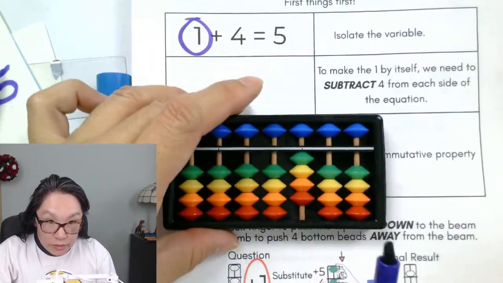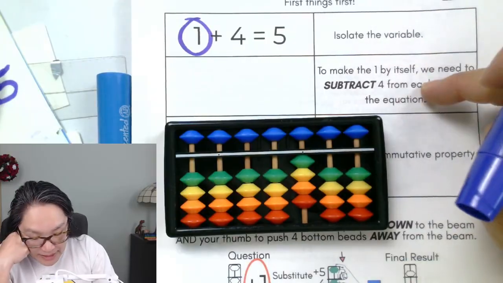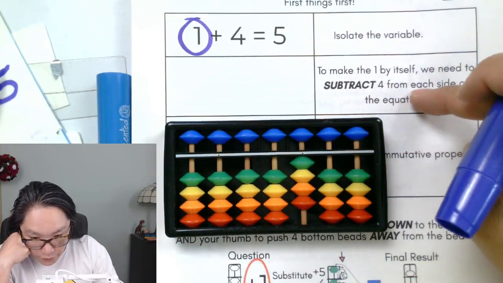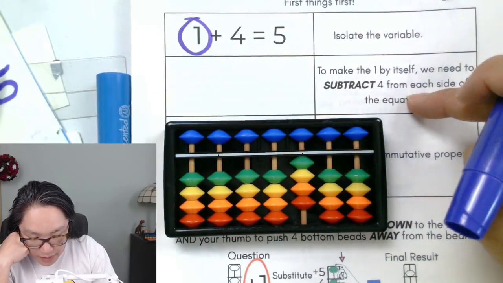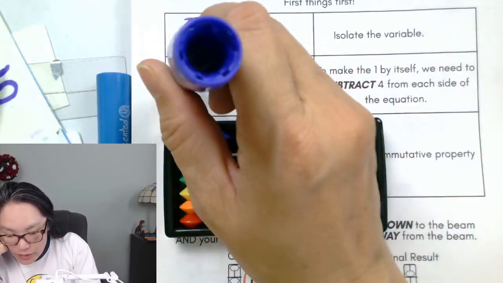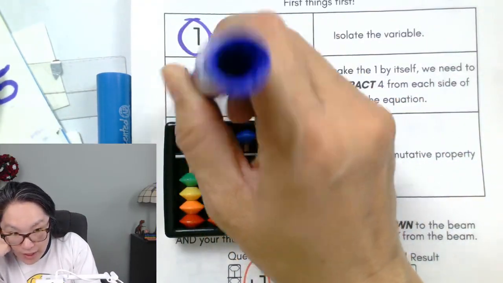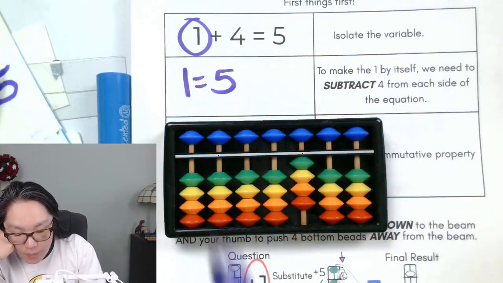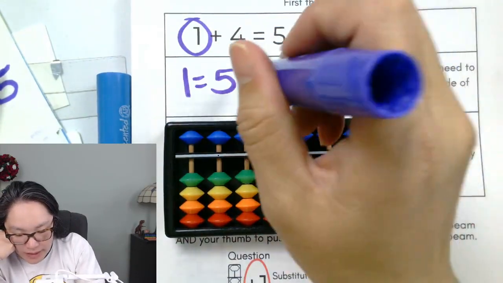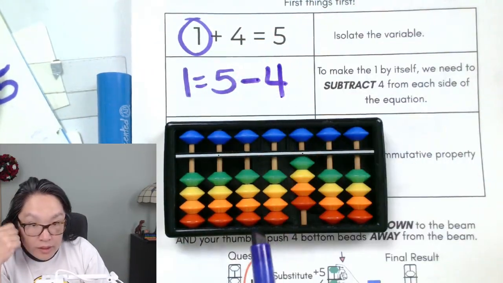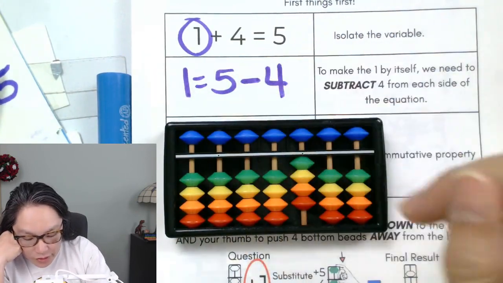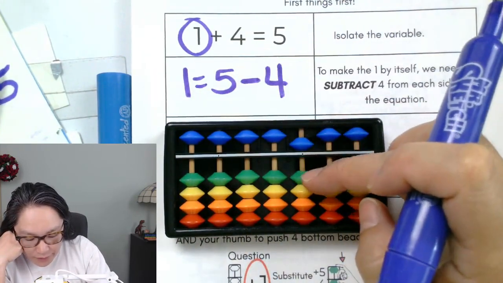To make 1 by itself, we need to subtract 4 from each side of the equation. So we can rewrite it. We do 1 equals 5. What happens? This is not balanced. How do we balance it? We need to minus the 4. So when we minus the 4, we can follow the directions. Plus the 5 minus the 4 gives me 5.